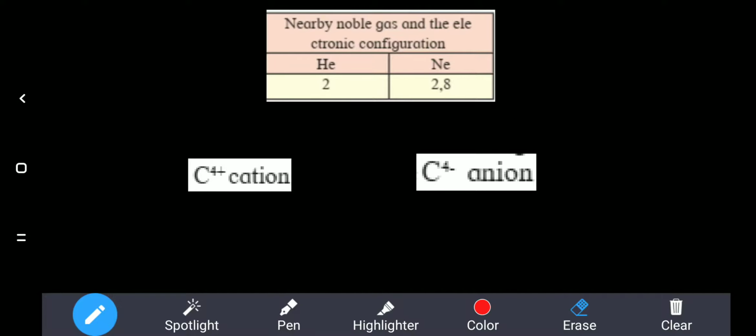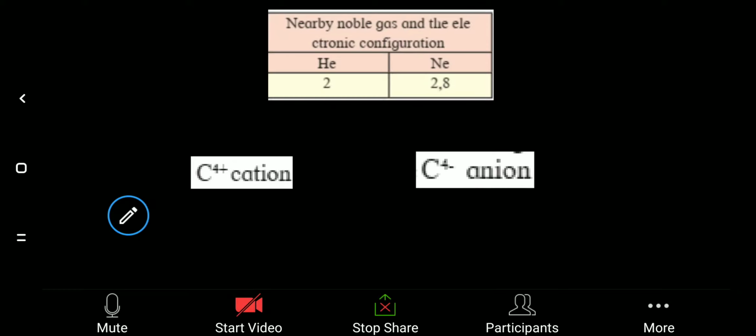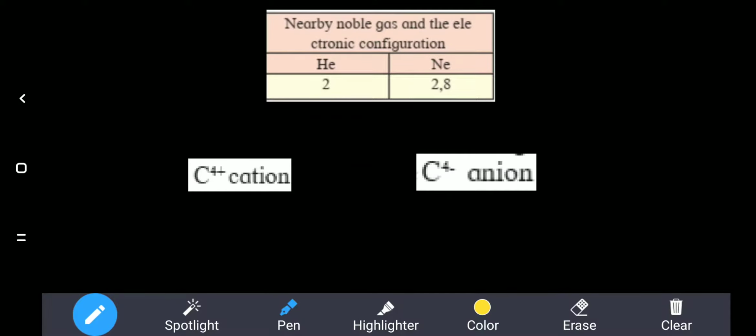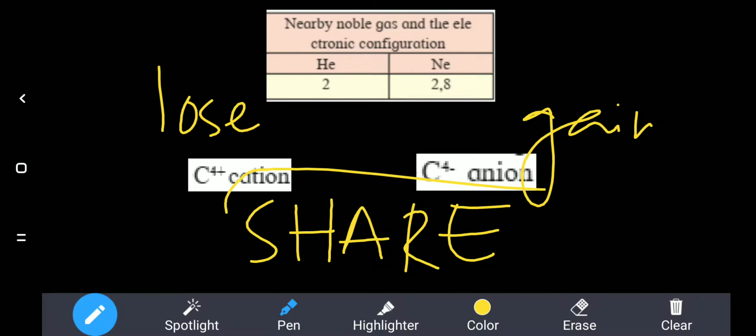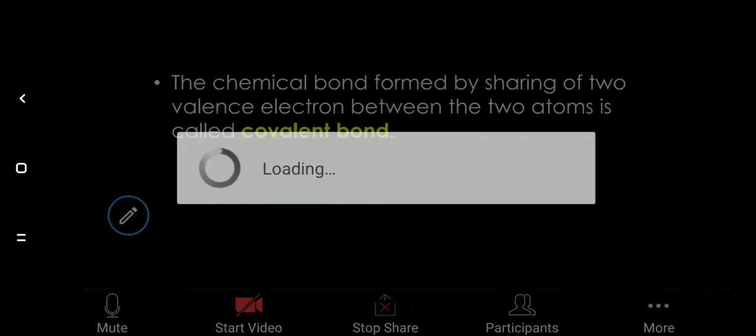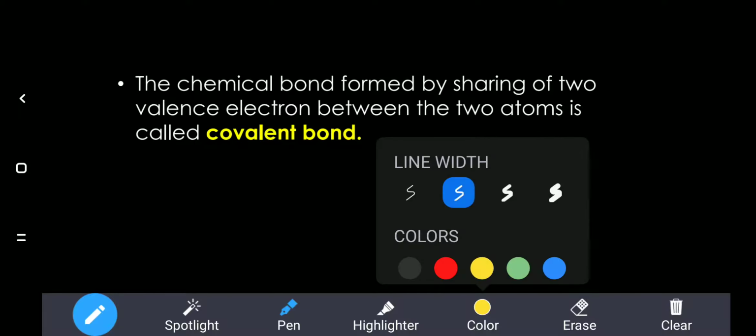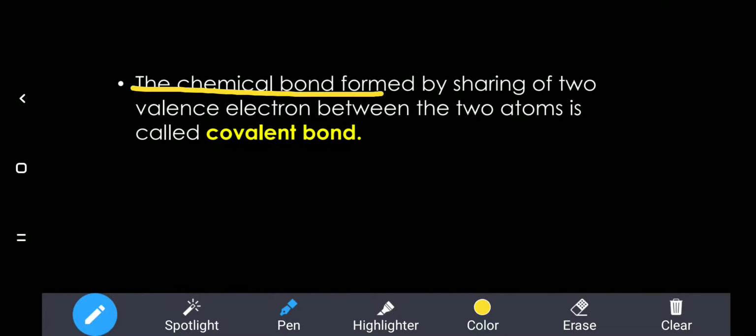So what the carbon does is, it makes a smart move. What it says is, if I cannot lose 4 electrons or gain 4 electrons, I go for a middle road, which is called share. It will go and ask the other elements to share the electrons with it. So it is going to go for sharing of electrons. When the carbon atom goes for sharing of electrons, a chemical bond is formed. A chemical bond formed by sharing of electrons is called a covalent bond.